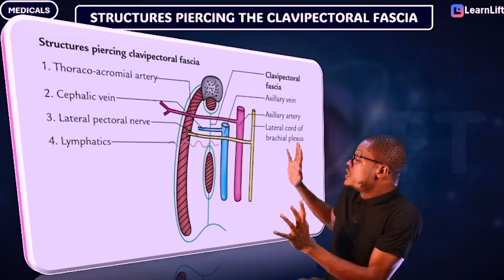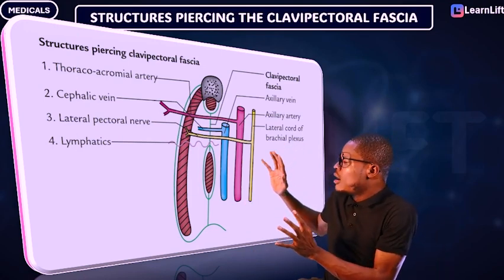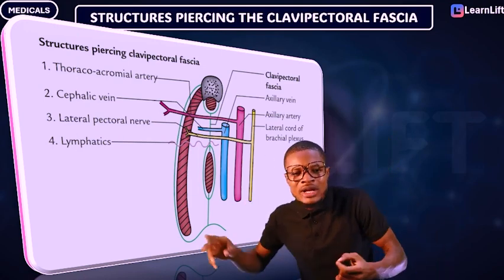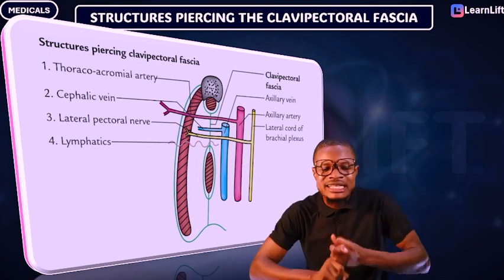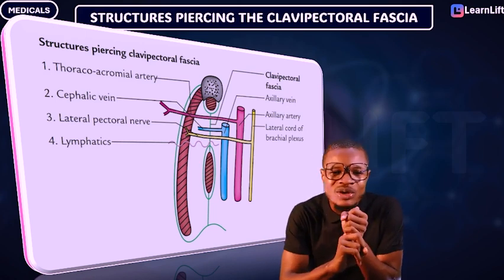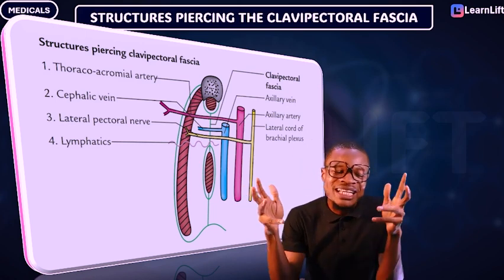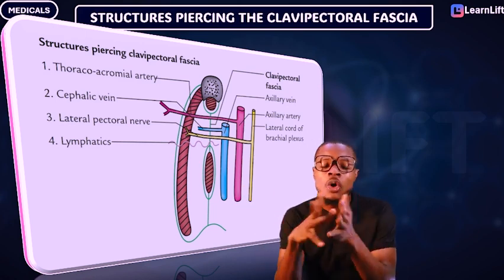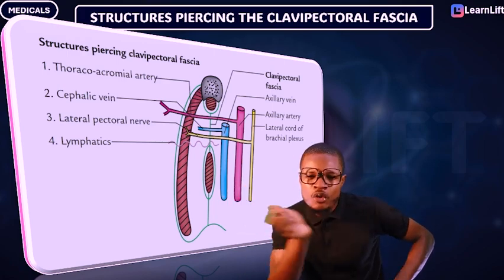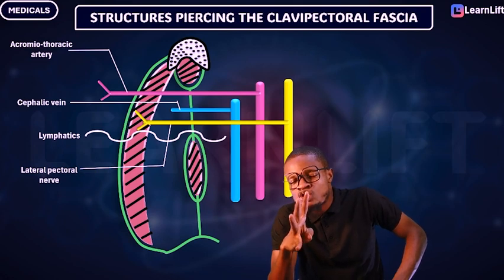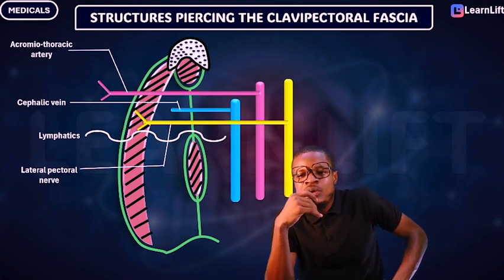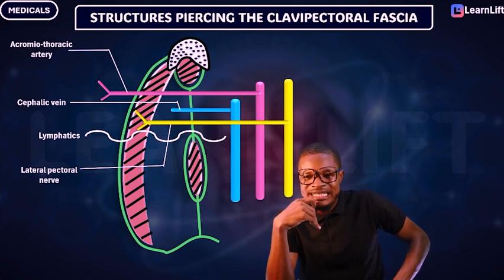Look at the whole of things that we have here. What can we see from here? You can see your thoracoacromial artery, the cephalic vein, the lateral pectoral nerve, and the lymphatics. So this is what they are expecting you to draw. Of course, I've given you the diagram, but let's list the structures that pierce through, and how you can easily remember them under exam condition.